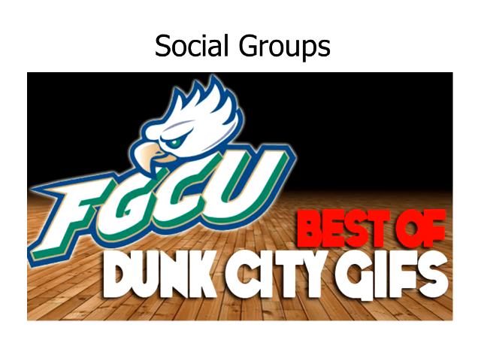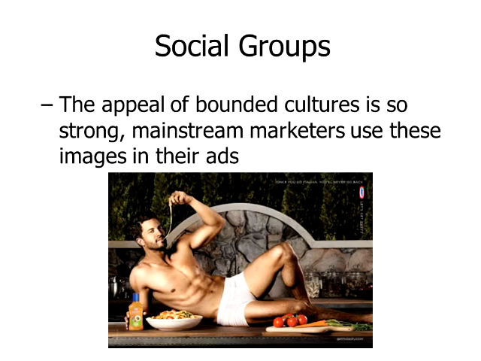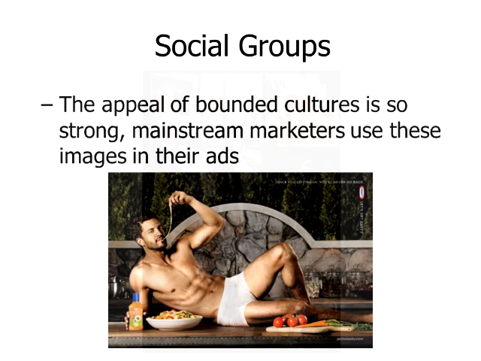These external factors can often merge into a single powerful influence. For example, a bounded culture in the same economic class and geographic area can be a strong motivator. The appeal of these combined factors is so strong, marketers often use representatives of social groups to advertise mainstream products, such as this ad for Kraft dressing.